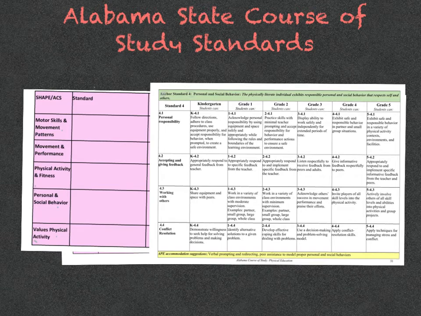Moving on to Anchor Standard 4, which is personal and social behavior, which is the affective domain. We are going to look and see what we would like them to meet. I think right now we just want to have them work with others. So it would be first grade 1-4.3, this standard, copy and paste it, and put it right here.